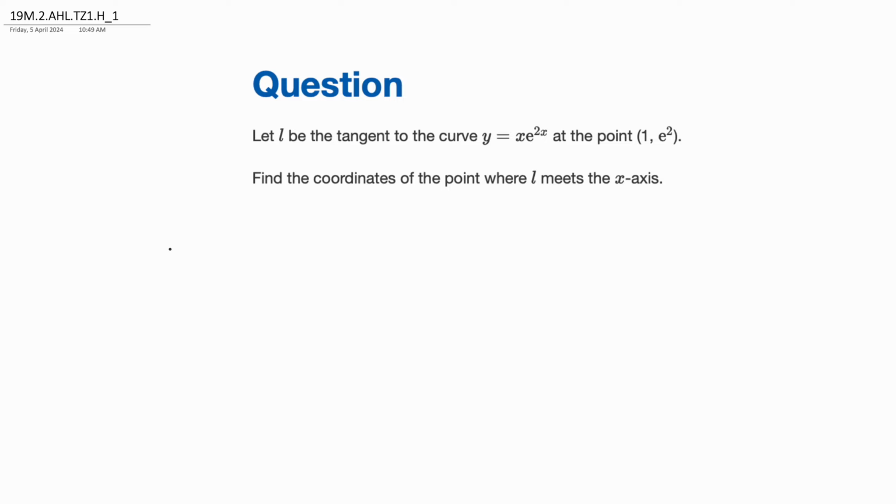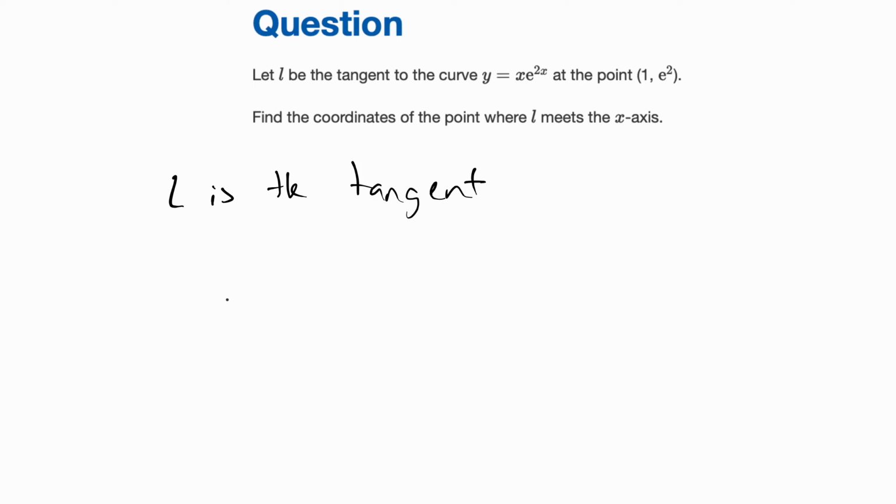So we know that L is the tangent, right? What is the tangent? Tangent is nothing but the slope. And how do we get the slope? By differentiating the curve. When we differentiate the curve, we can get the equation for the tangent, and then by substituting the relevant values for x or y, we get the value for the slope. So let's differentiate the curve.